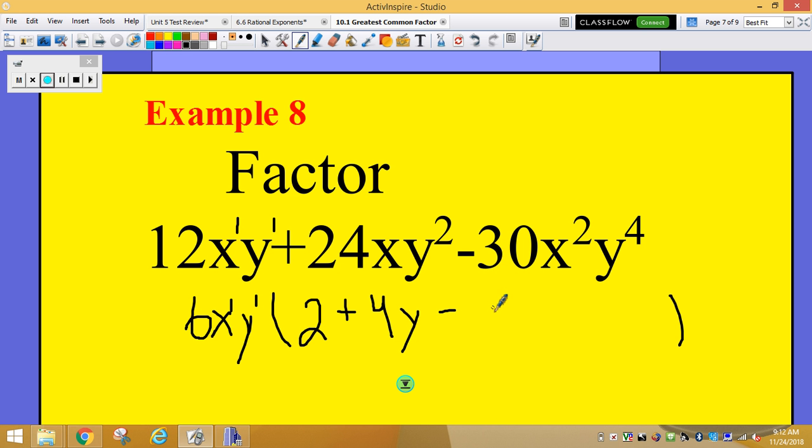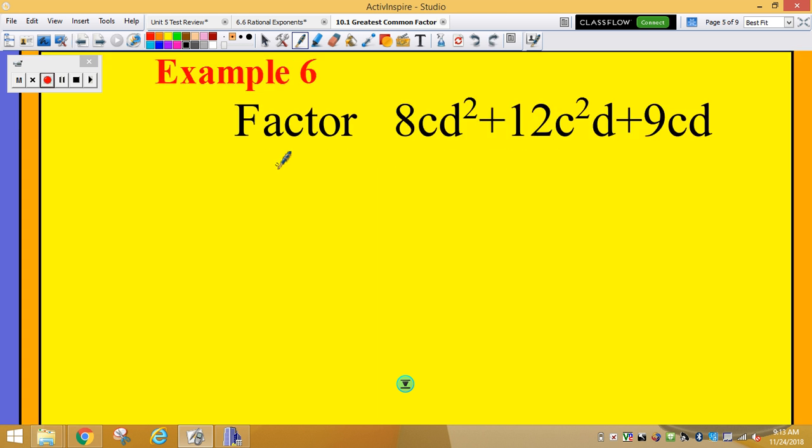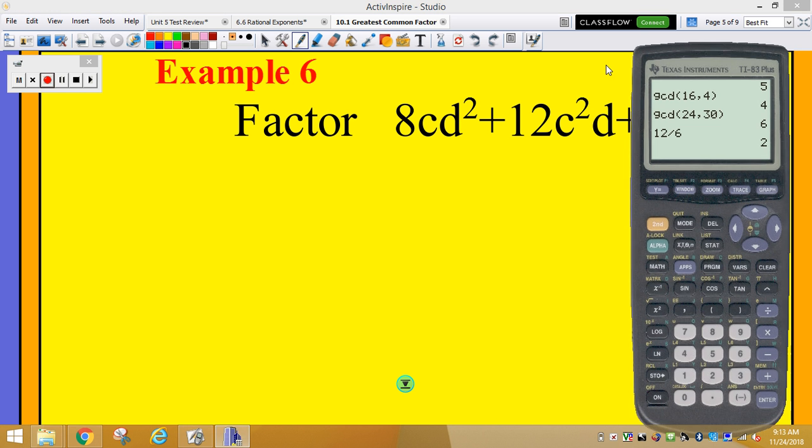30 divided by 6 is 5. You had 2 x's and you're taking 1 out, so that leaves 1x. You had 4 y's and you're taking 1 out, so that leaves 3 more y's. And there's one more I skipped. Let's do this one. Between 8, 12, and 9, which 2 numbers are the closest?